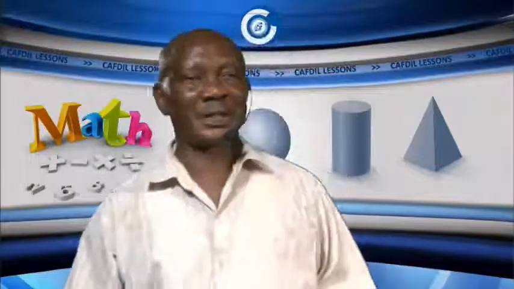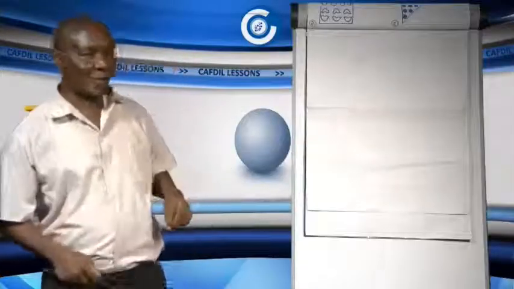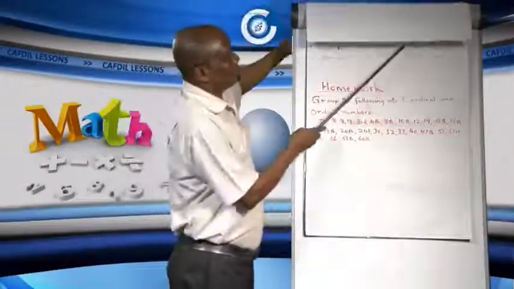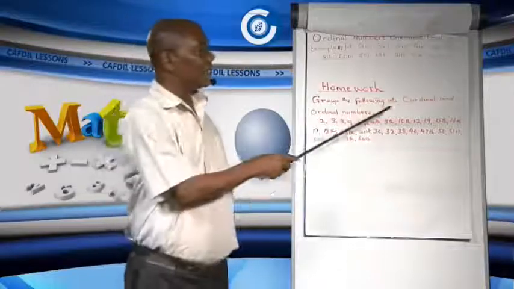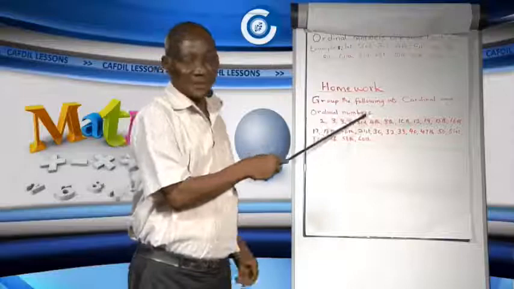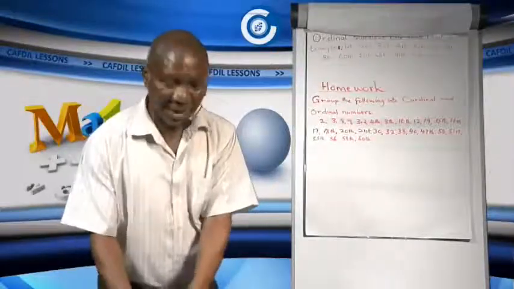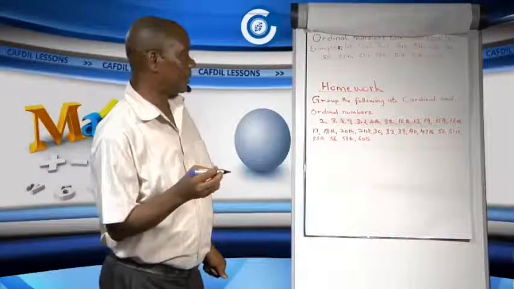Before we start today's work, I will go through the homework. So let's look at the homework. Group the following into cardinal and ordinal numbers. We are circling the cardinal numbers.